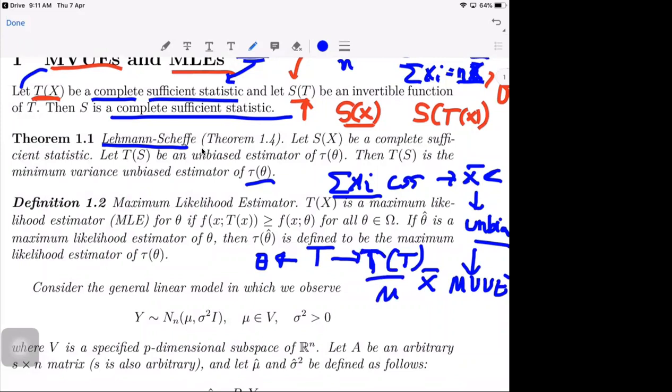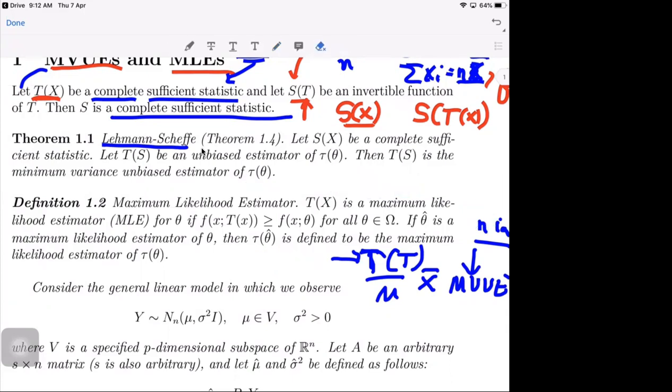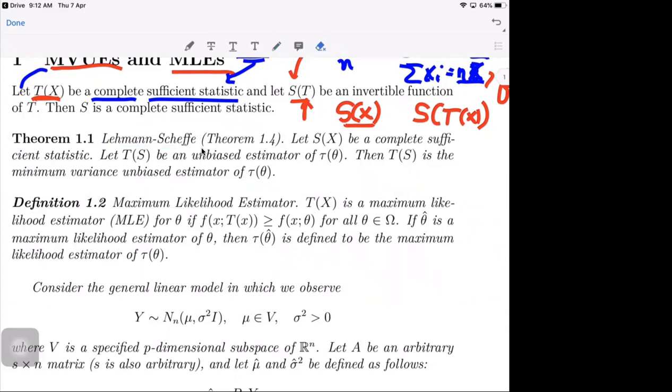Okay? So, how do you use Lehmann-Scheffé? First, you show that it is a CSS. And then the transformation of the CSS is also a CSS, but you have to show that it is also unbiased. Once CSS plus unbiased, then it's MVUE. Okay, so that is how you use this theorem, Lehmann-Scheffé. So two conditions to show: one is CSS and the other is an unbiased estimator.